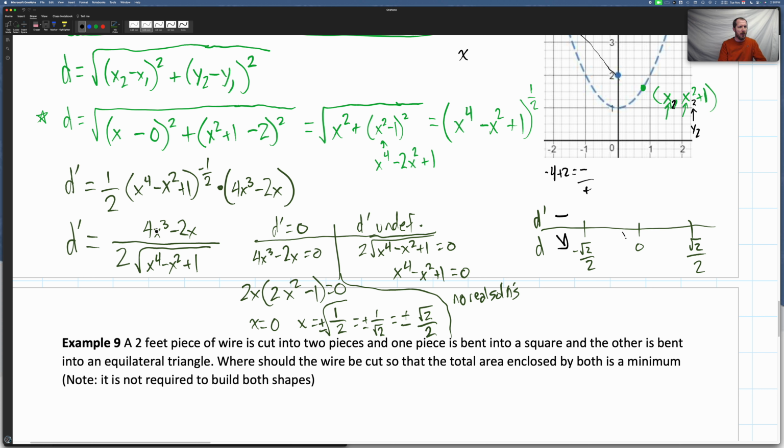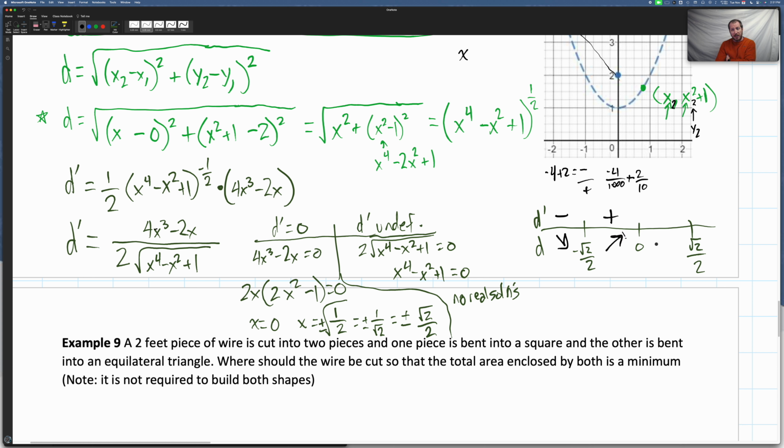Negative 1/10 cubed is going to be -4 over 1/10 cubed, which is 1,000, plus 2 times 1/10. That is definitely going to be positive. 2/10 is way bigger than negative 4,000. So that's going to be a positive over a positive, so that's going to be increasing.